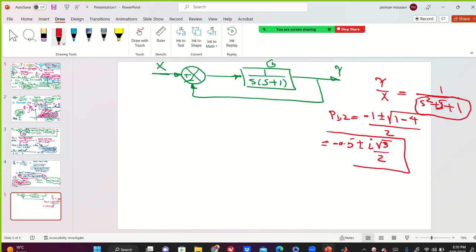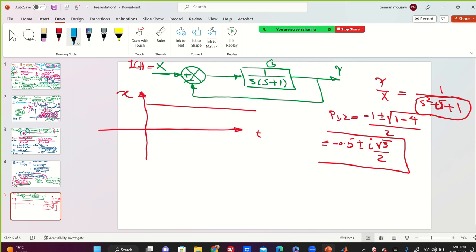Is this system underdamped, overdamped, or critically damped, guys? You tell me. Now you have to know it. A pair of complex conjugate poles. Which of them is it? It's an underdamped system. So it means that if you apply a step as input, x(t), this system is going to behave like this. Right?